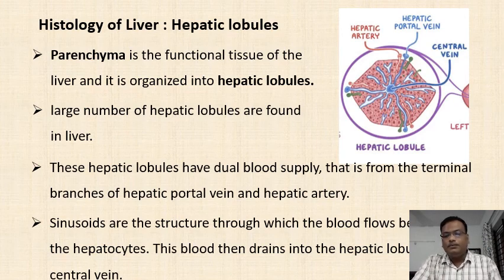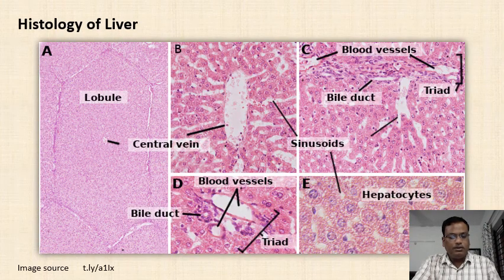So actually in the hepatic lobule we can see the cells, and in between the cells we find some spaces, and those spaces are called sinusoids, and the blood actually flows through those sinusoids and ultimately it reaches the central part called central vein. Now in this diagram, let us see it in detail.